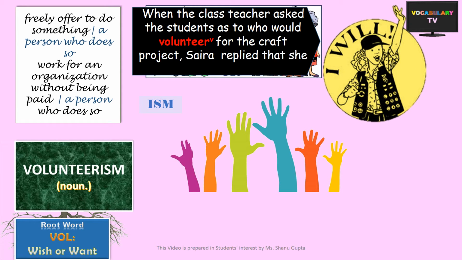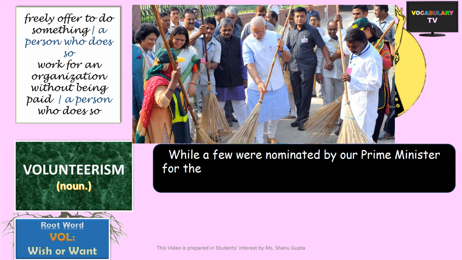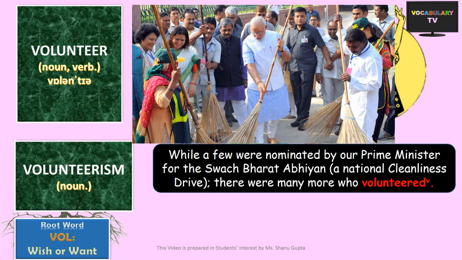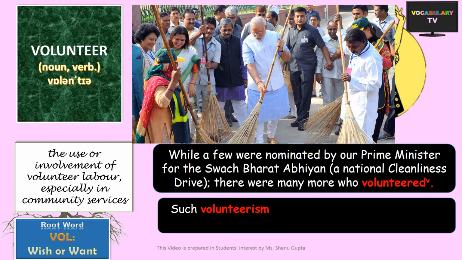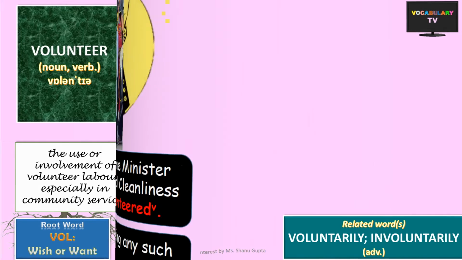An example sentence would be, while a few were nominated by our Prime Minister for the Swachh Bharat Abhiyan, which everybody knows is a national cleanliness drive in India, there were many more who volunteered. In this sentence, volunteer is used as a verb. If we add the suffix ism to this word, we get the word volunteerism, which is a noun. Usage example would be, such volunteerism is essential for making any such mission a success.